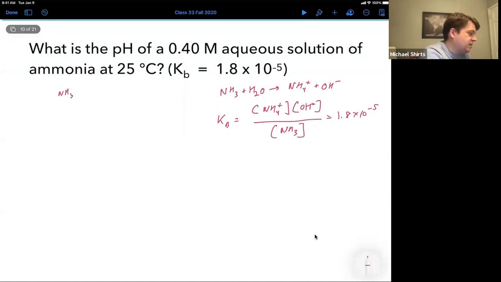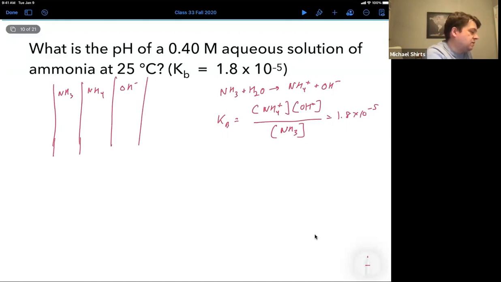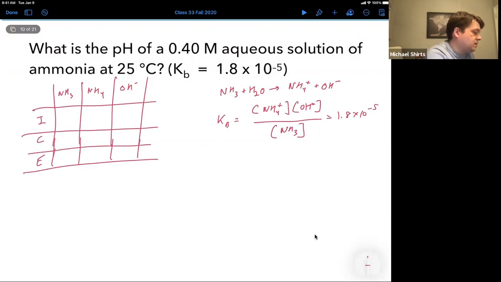We have NH3, NH4 plus, and OH minus that we're keeping track of. And so we have 0.4 initially. That's our 0.4 molar ammonia initially. No ammonium and no OH minus. Again, it's actually 10 to the minus seventh, but to a good approximation.